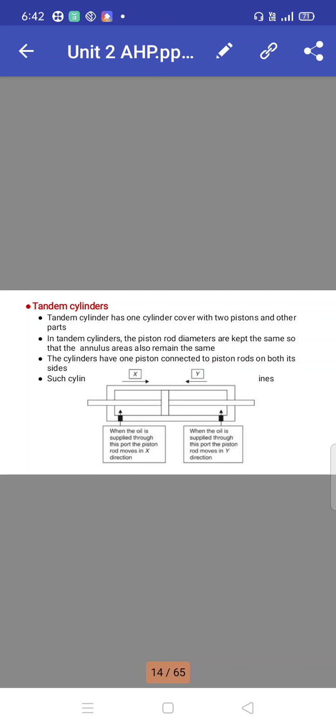Tandem cylinders. Tandem cylinders have one cylinder cover with two pistons and other parts. In tandem cylinders, the piston rod diameters are kept the same as the annulus area, or they remain the same. The cylinders have one piston connected to piston rods on both its sides.